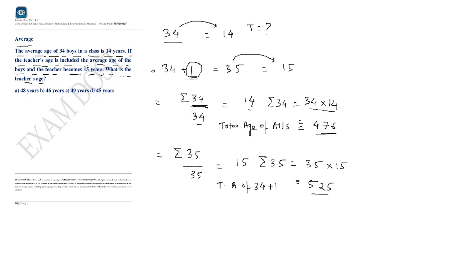This is 525. So now we know that the total age of 34 students is 476 and the total age of 34 students plus one teacher, which is 35 people, is 525. It means that if we subtract 525 and 476, we get the age of the teacher. If you subtract both of them, you get the answer as 49.